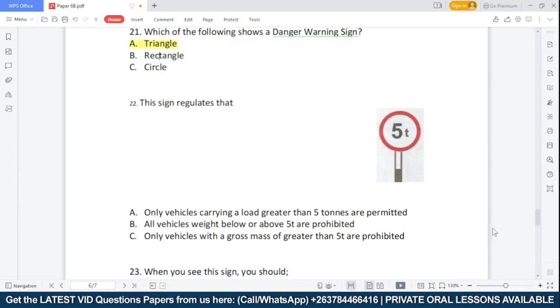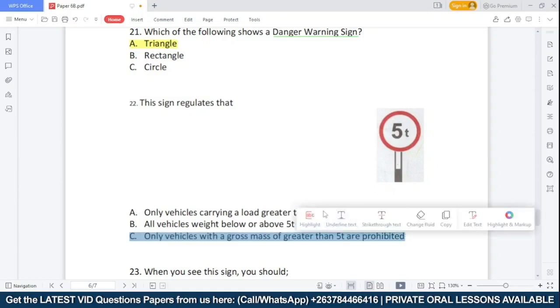This sign regulates that. As I have said, this is a regulatory sign. As you can see, 5T, which is 5 tons. Now let's look at our answers. A, only vehicles carrying a load greater than 5 tons are permitted. B, all vehicles which weigh below or above 5 tons are prohibited. C, only vehicles with a gross mass of greater than 5 tons are prohibited. So the correct answer is option C.